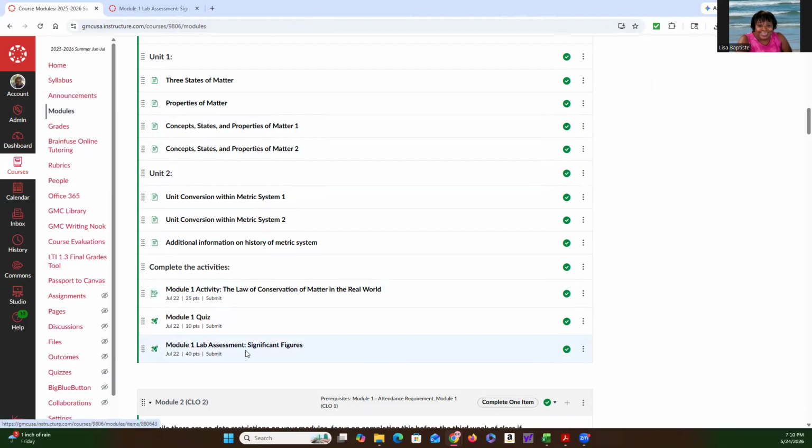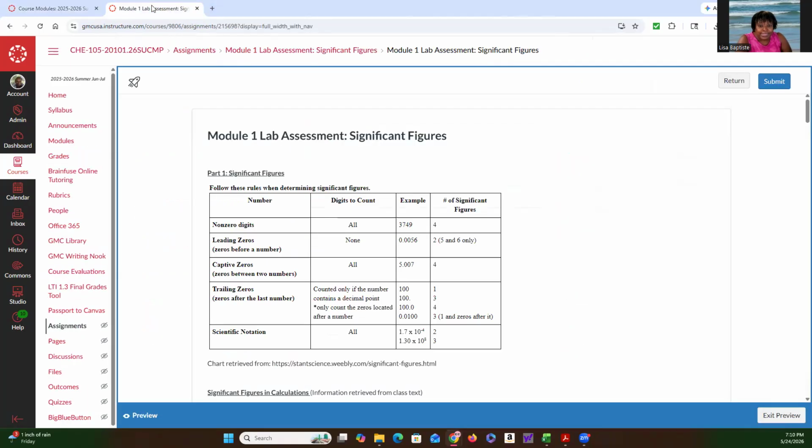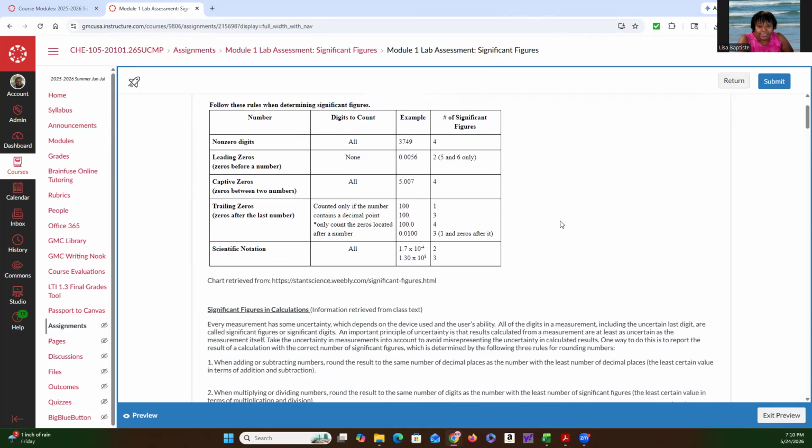The last thing is the lab assessment. So for the Module 1 lab assessment, we are looking at significant figures, all right? And you may want to do this before you take the quiz because this will give you practice on significant figures. And so up here, it talks about the rules for significant figures. So I want to go over this with you. So a non-zero digit, that means any numbers where there's no zeros in it. All of those digits are considered to be significant.